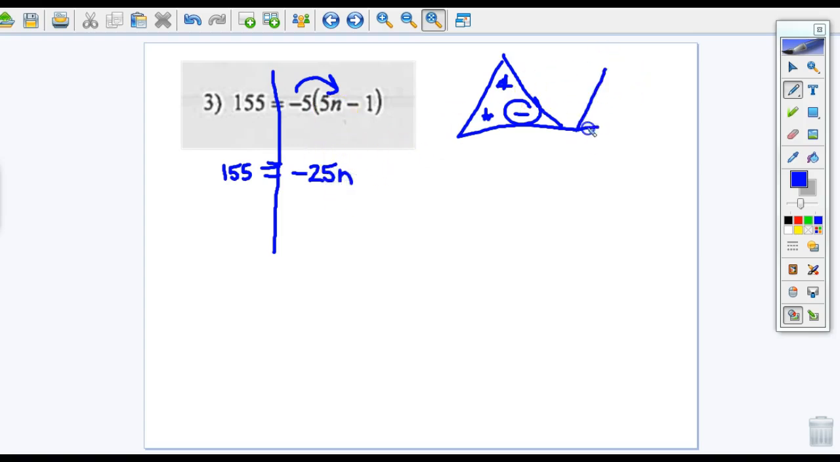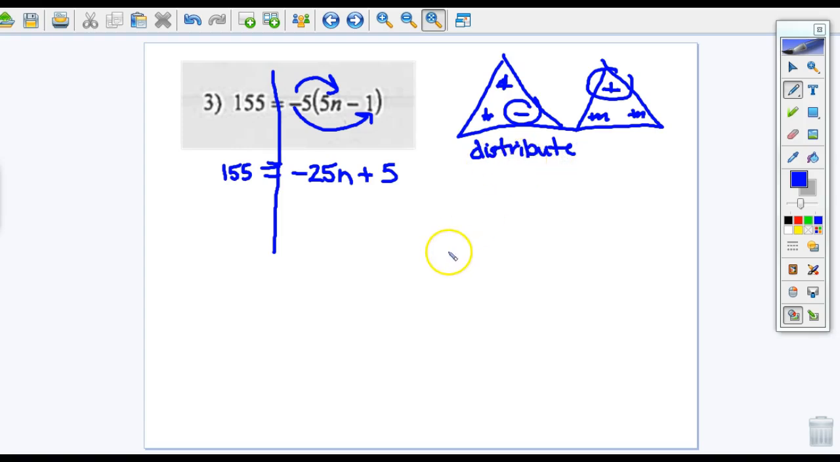So now my next triangle is going to be a little bit different, or the result actually, because I have a negative 5 and a negative 1. So a negative times a negative is going to give me a positive answer. So 5 times 1 is 5. Okay? So that's our distributive property. So I'm going to say distribute would be my first step here.